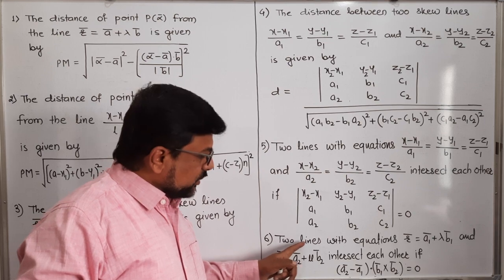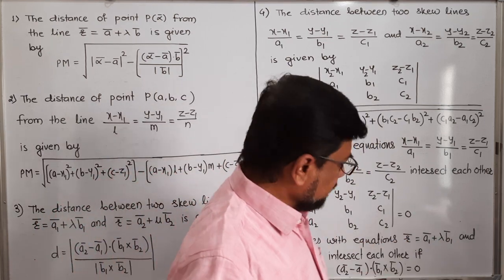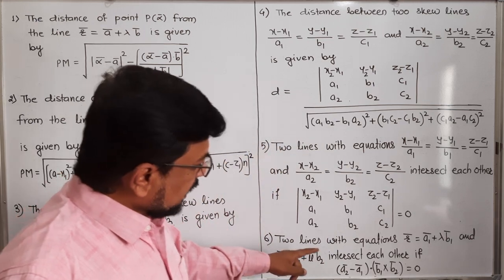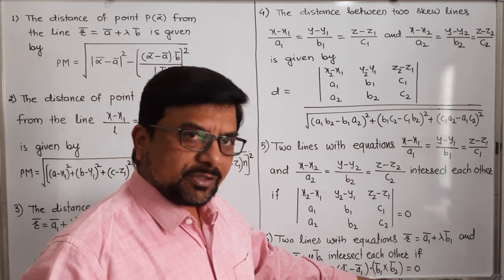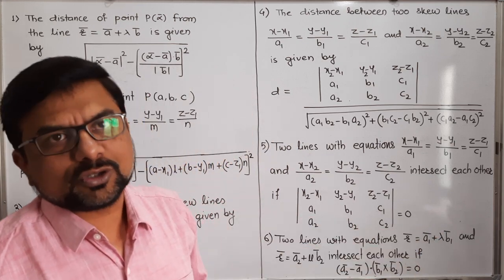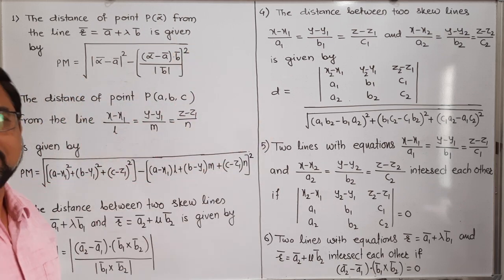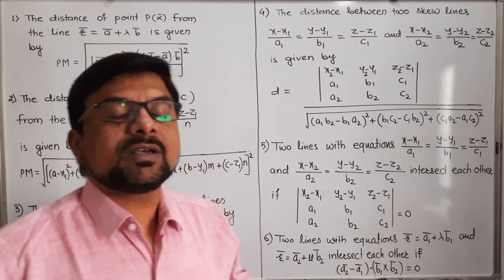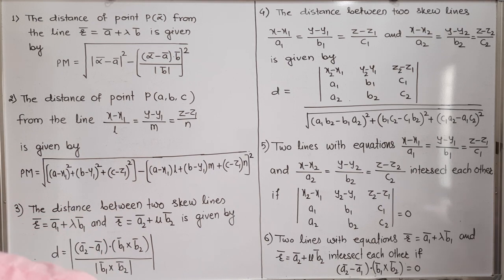Two lines with equations r vector is equal to a1 plus lambda b1 and r vector is equal to a2 plus mu b2 intersect each other if (a2 minus a1) dot (b1 cross b2) is equal to 0. Okay? Remember these 6 points carefully. Now we'll study the distance between two parallel lines.